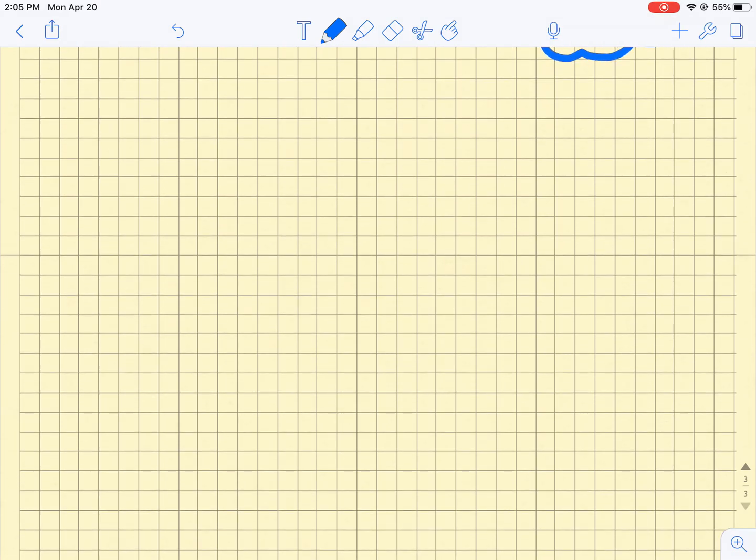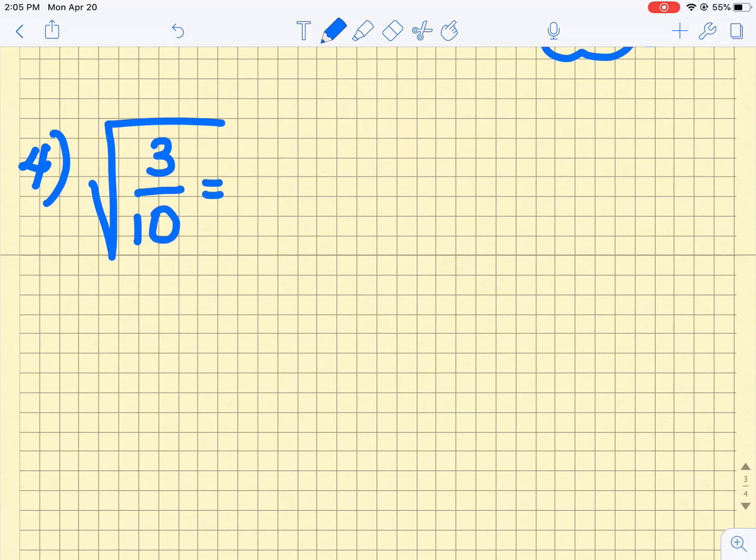Let's try another one. Number 4. This one looks a little different. It's not any different. Root 3/10 can simply be written as root 3 over root 10. So pause it now that I've explained it to you and see if you can come up with the right completely simplified expression here.